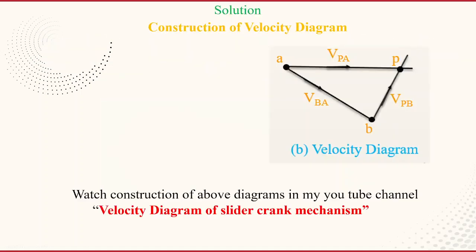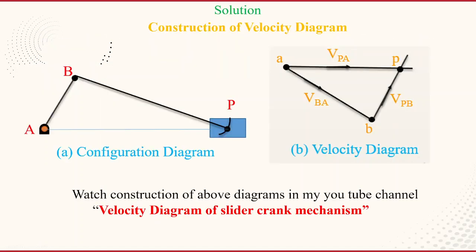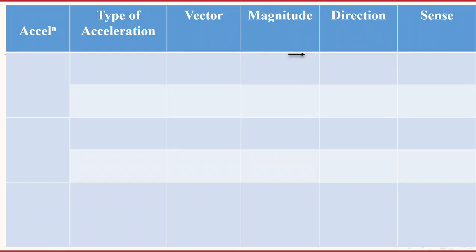The construction of the velocity diagram and the configuration diagram I already explained in the previous video, velocity diagram of slider crank mechanism. You may watch that video. Now I am going to explain directly the acceleration diagram of the slider crank mechanism. Before drawing it, we first need to find all the vectors, their magnitude, direction and sense, so that it is easy to construct the acceleration diagram. You can prepare a tabular form and find all the values.